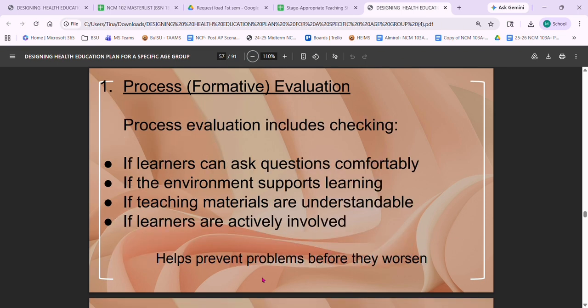So, sa process evaluation includes checking if the learner can ask question comfortably. Environment supports learning. If the teaching materials are understandable, naiintindihan ba, if learners are actively involved. So technically, it helps prevent problem before it even gets worse. Okay, so that is your formative evaluation or process.